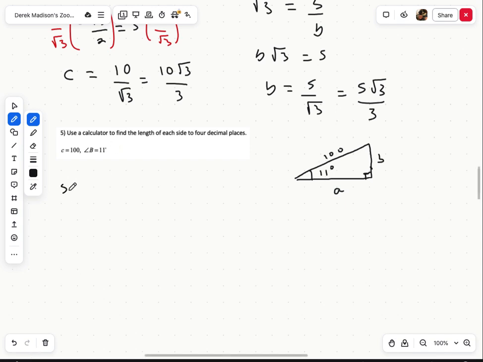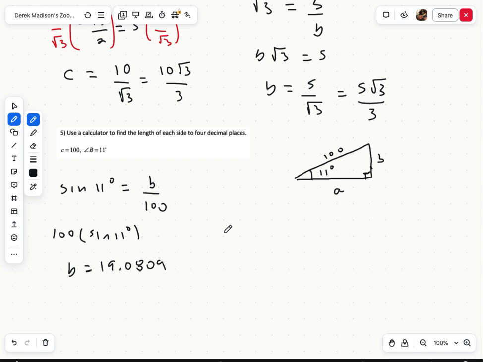So let's do that. Sine of 11 degrees, and that's our opposite over our hypotenuse, so that would be B over 100. And then we're just going to multiply up that 100, so we're saying 100 times sine of 11 degrees. And throw that in the calculator, and we get B equals, to 4 decimal places, 19.0809.